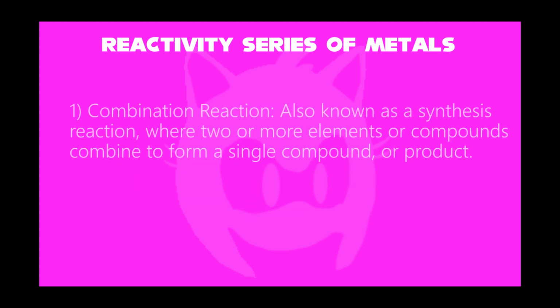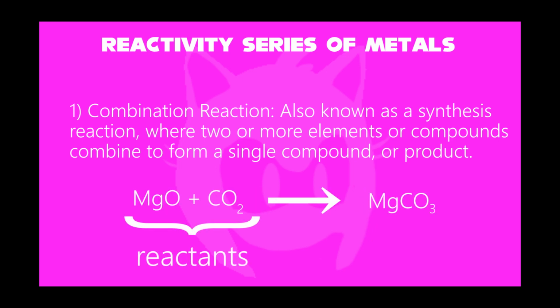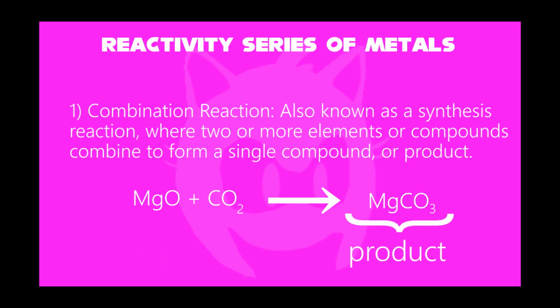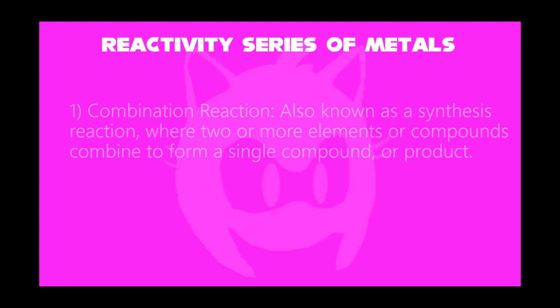Let's start with the combination reaction. A combination reaction, also known as a synthesis reaction, is where two or more elements or compounds combine to form a single compound, or product. We write the general form of the equation as reactant A plus reactant B, which forms the product AB. For example, magnesium oxide, MgO, combining with carbon dioxide, CO2, to produce magnesium carbonate, MgCO3. Note that magnesium carbonate is the product. To keep the equation balanced, we must put the appropriate number on the left side of some reactants and products.